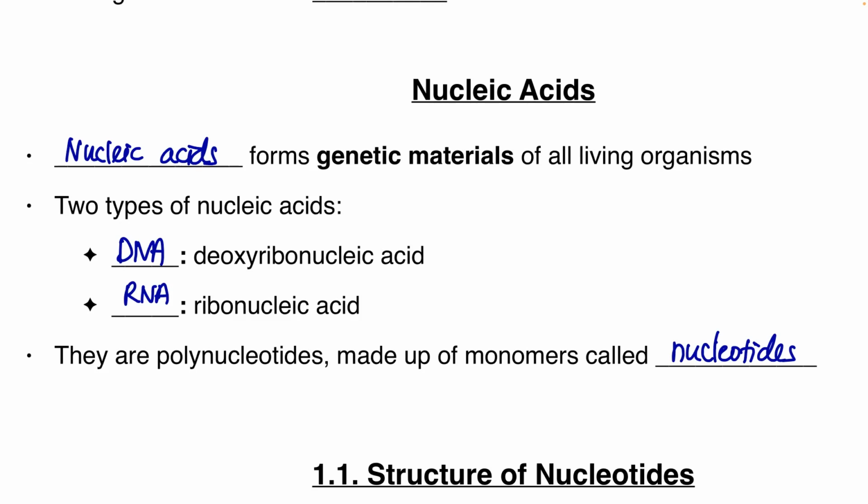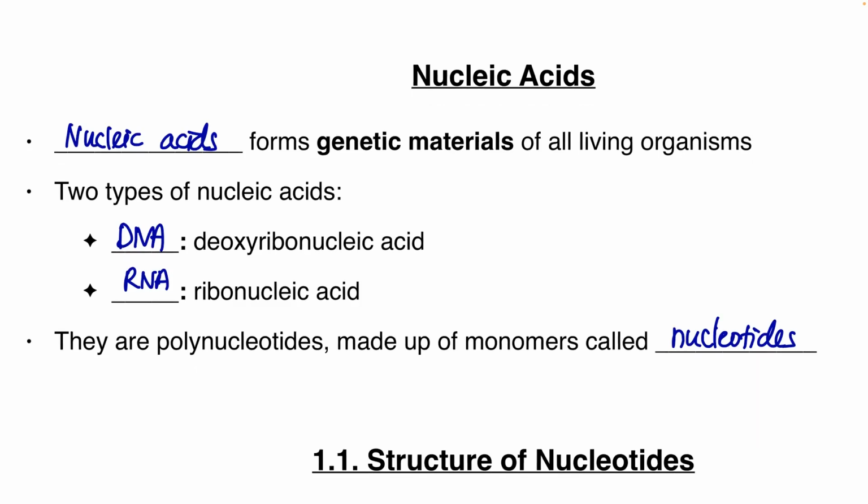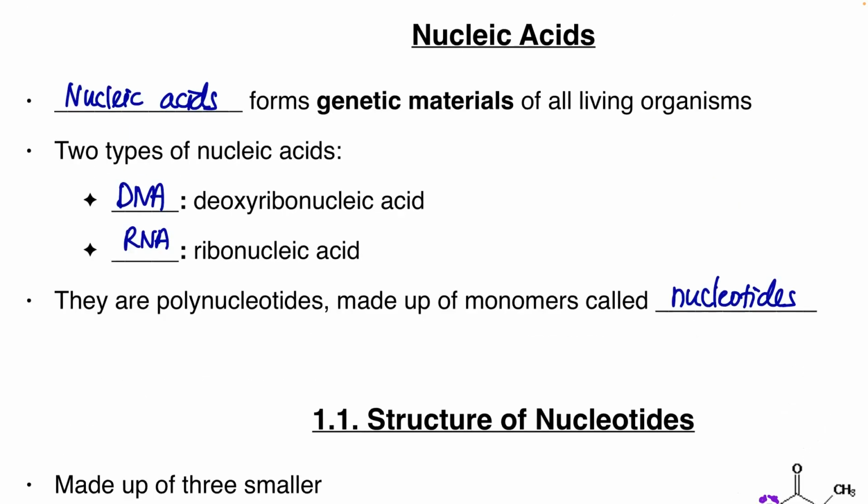When we call them RNA viruses, it means that the genetic material is stored in the form of RNA. If it's a DNA virus, the genetic material is stored in DNA form. They are polynucleotides, made of monomers called nucleotides. So just get the terminologies right. Nucleic acid refers very broadly to DNA or RNA.